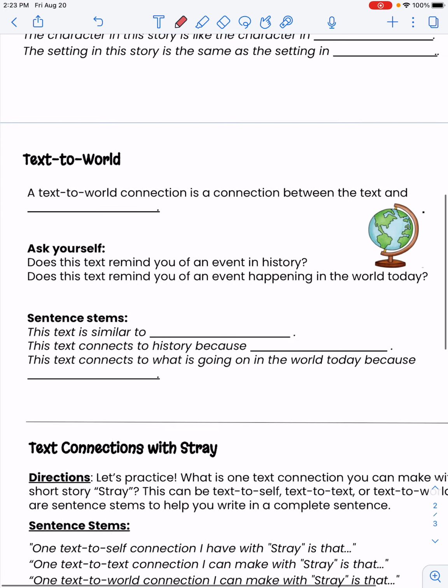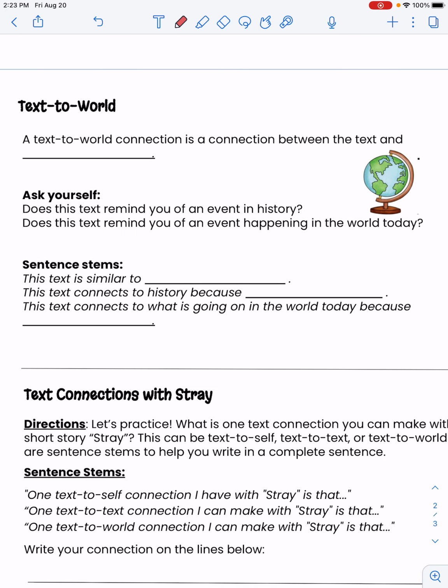Okay, the last type of connection is called text to world. A text to world connection is between the text and events in the world. So I'm just going to add that, events in the world. Okay, so this is when it's not about you, it's not about me, it's about something that's happened or is happening, had happened in the world. That's what a text to world connection is.